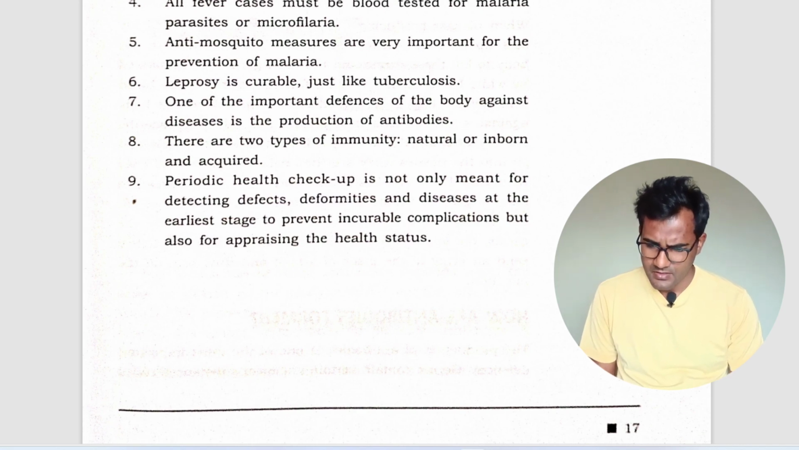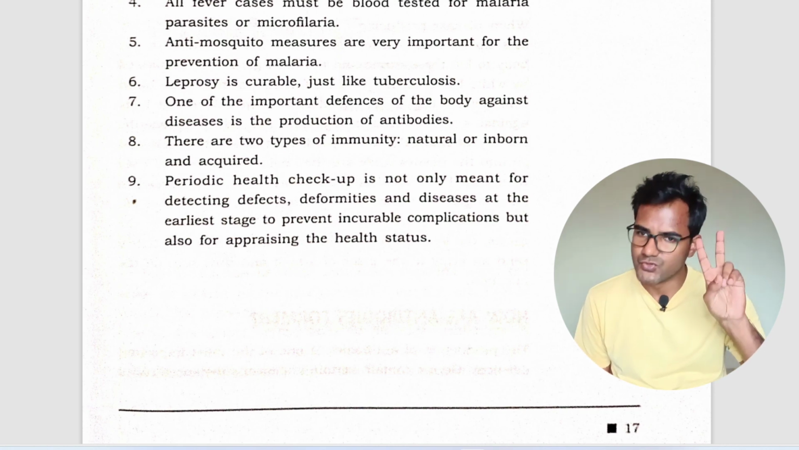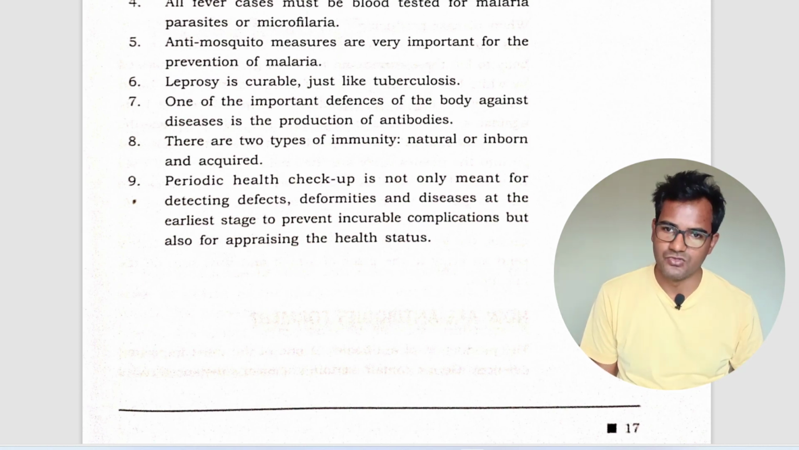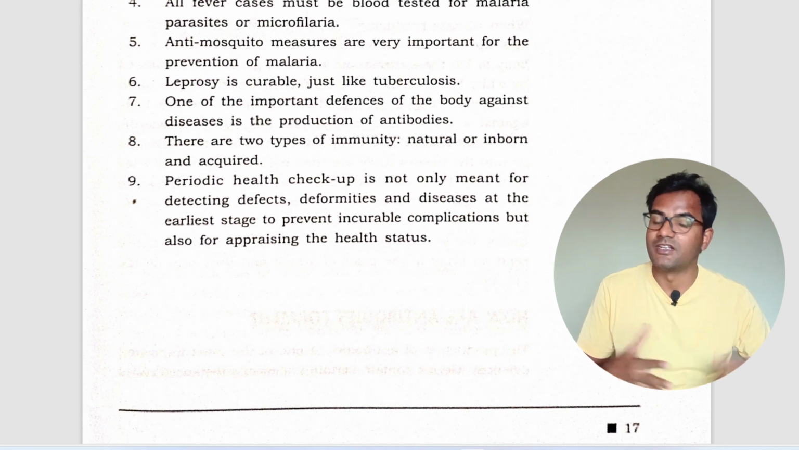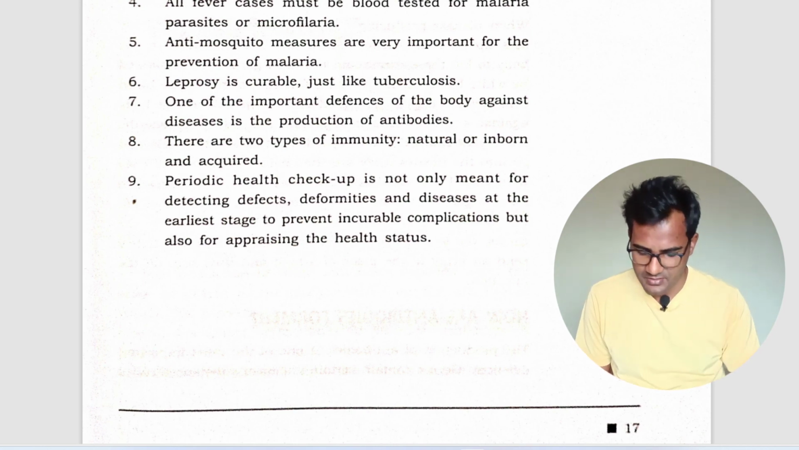There are two types of immunity, natural or inborn, and acquired. One is natural immunity, another is acquired immunity. Natural immunity means the immunity which you get from your parents or from your genes. It is there in your genes. And the other one, acquired, means of course that it has to be acquired from outside.